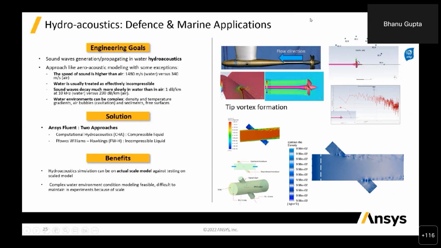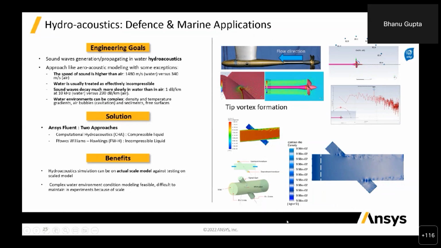And for that, Fluent has been used as a solver to compute CHA, which is compressible liquid, more similar to CAA, which is computational aeroacoustics. The direct method can be implemented with compressibility of the liquid, or you can also have the FWH formulation implemented on hydroacoustics applications.